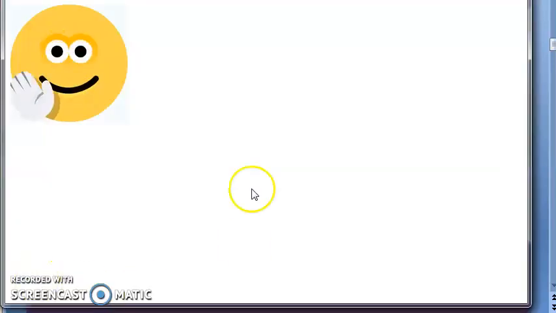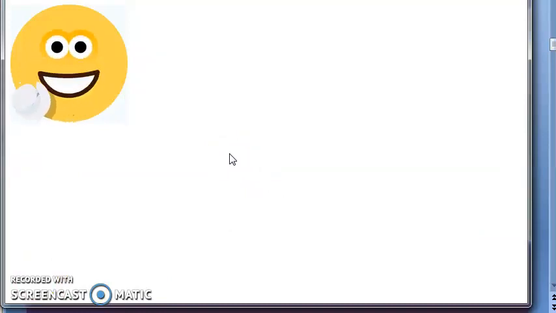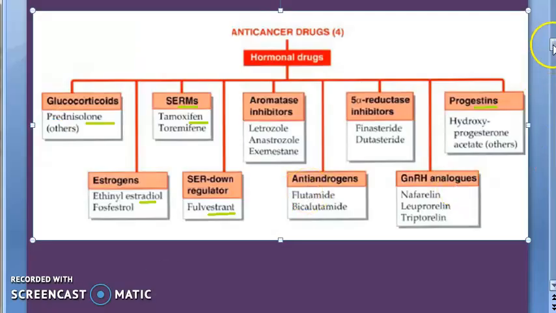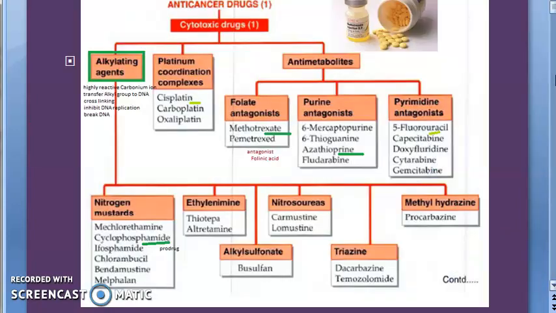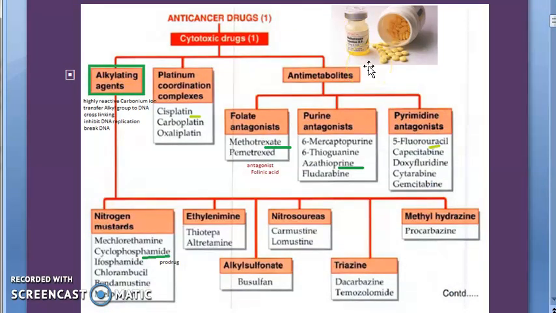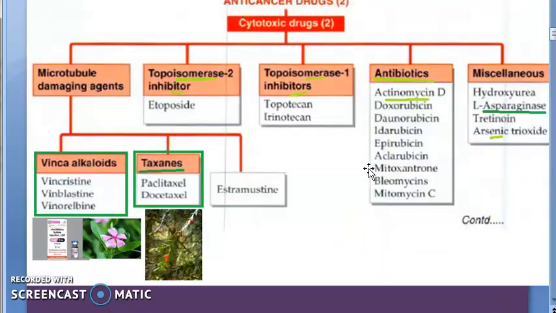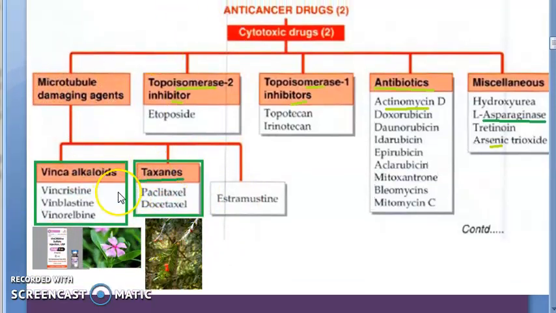Okay, wake up guys. We have finished the 4 charts also of anti-cancer drugs. First we saw cytotoxic, then targeted, then now we have finished hormonal. I think for now that much is enough. Let's just look again, anti-cancer drugs. So we have looked at high-level classification, cytotoxic drugs, alkylating agents like cyclophosphamide, then you should know cisplatin, methotrexate you should know, azathioprine, moving on, you should know L-asparaginase, you should know vinca alkaloids and taxanes which are microtubule damaging agents, you should know these guys, they have been asked in the exam.